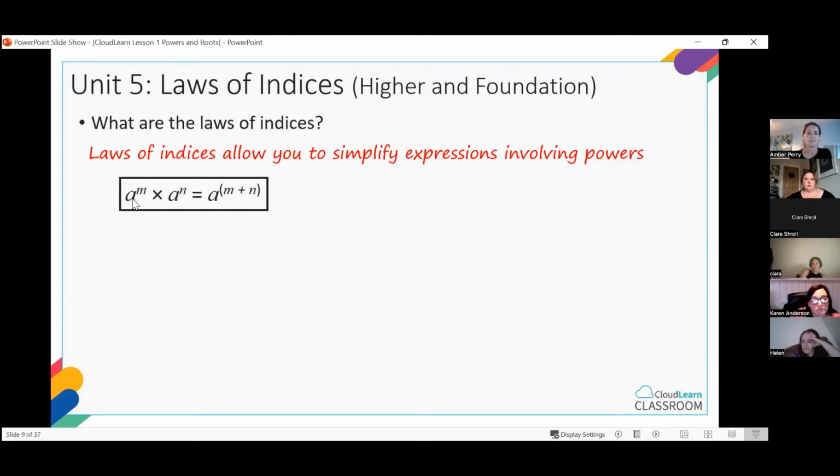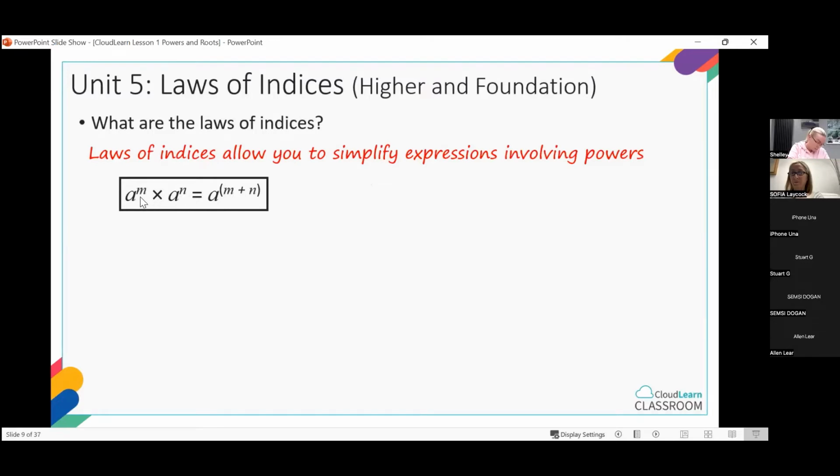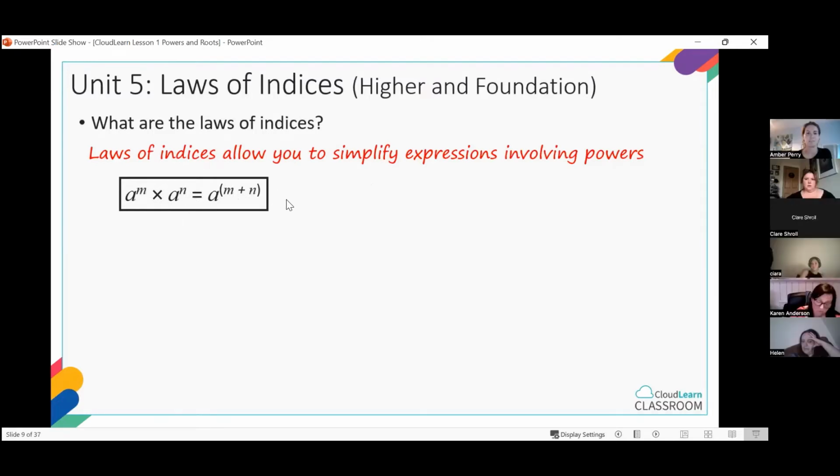The first one, the law of indices that you need to know, is the law of multiplication. That's the fact that a to the power of m multiplied by a to the power of n is going to be given as a to the power of m plus n. So if we're going to multiply the bases with different powers, we simply add the powers. That's the first law of indices.